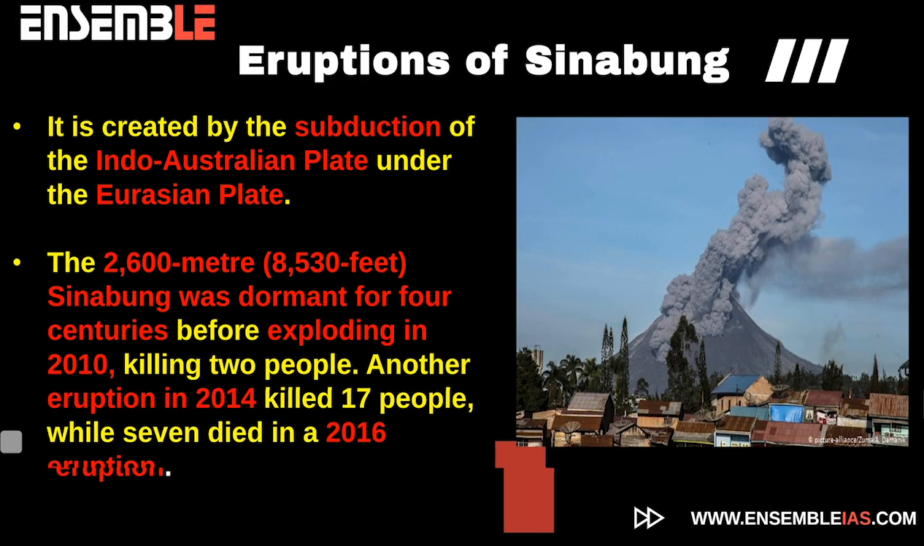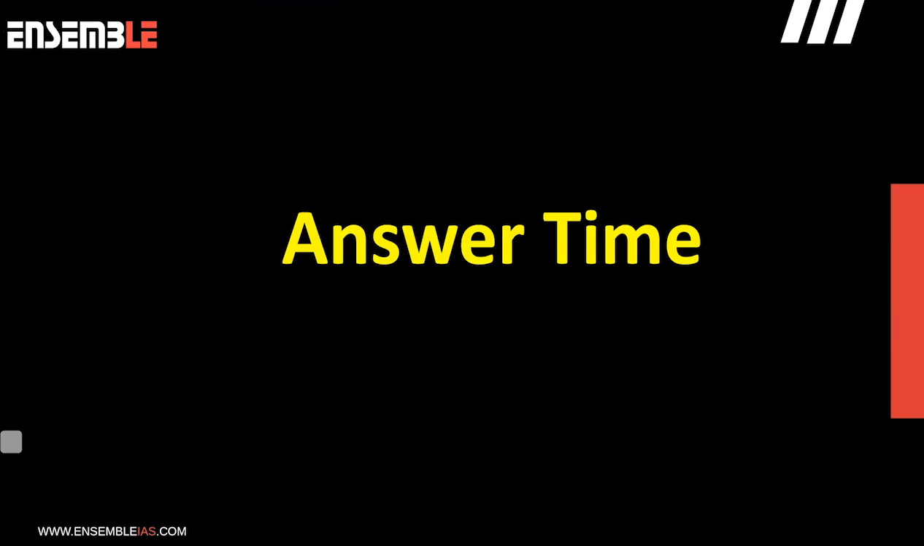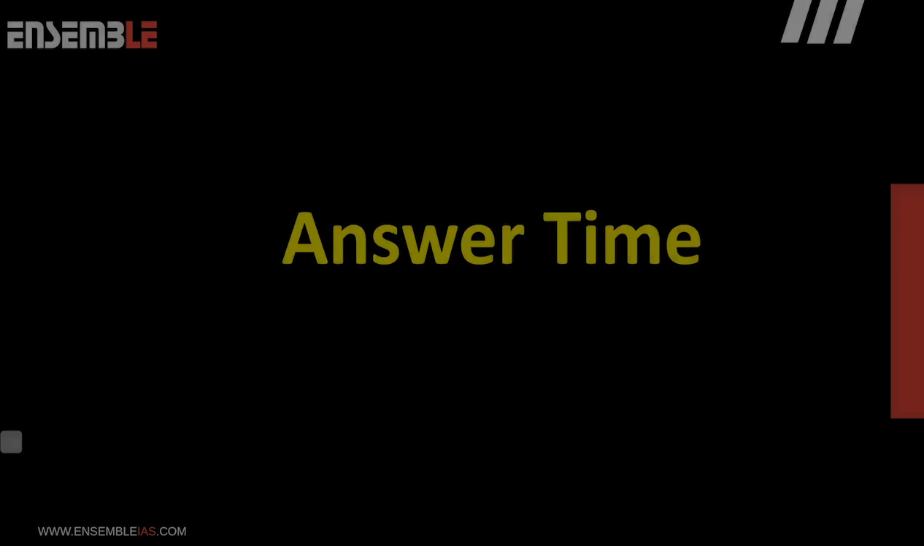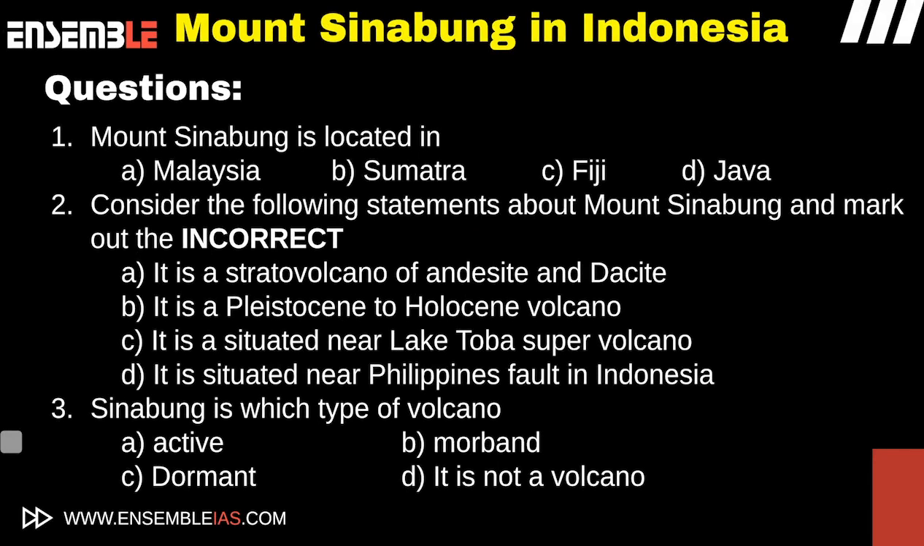Moving on, it is time to answer all those questions that were asked at the beginning. For question number 1, Mount Sinabung is located in, the answer will be B, Sumatra. Second, consider the following statements about Mount Sinabung and mark out the incorrect one. D will be the answer. It is situated near the Philippines Fault in Indonesia. This is wrong. It is situated on the Sumatran Fault. The third: Sinabung is which type of volcano? The answer will be C. It is a dormant volcano.